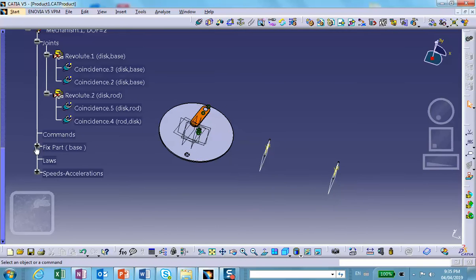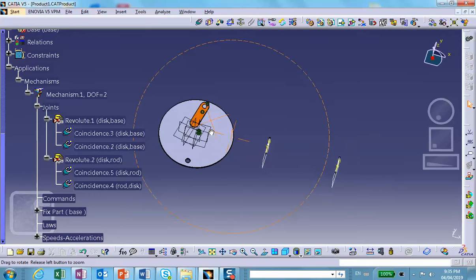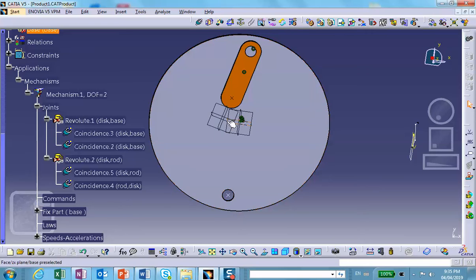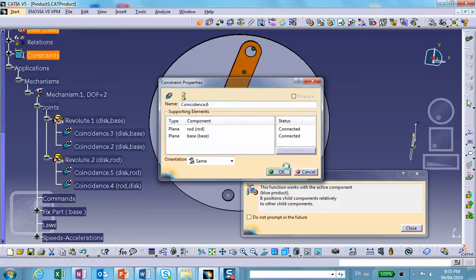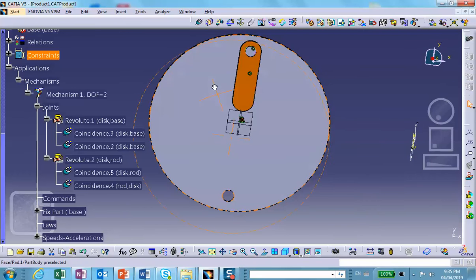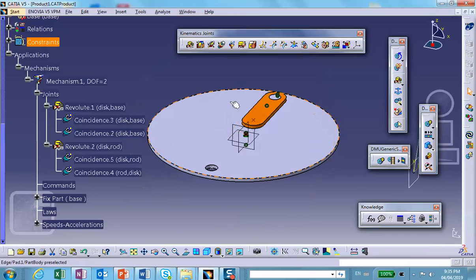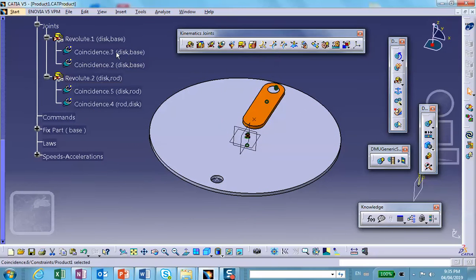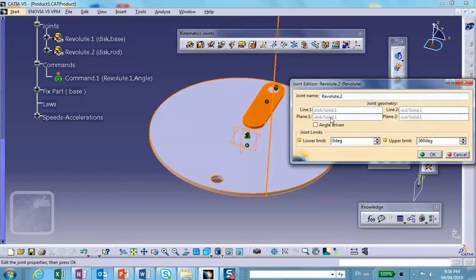Let me do that manually and then I go and update it later. So coincidence between this plane and that plane, and update. Okay, now let's go back to digital mockup, DMU kinematics. Okay, very good. So we create our command, double click on this, angle driven, double click on that, angle driven.